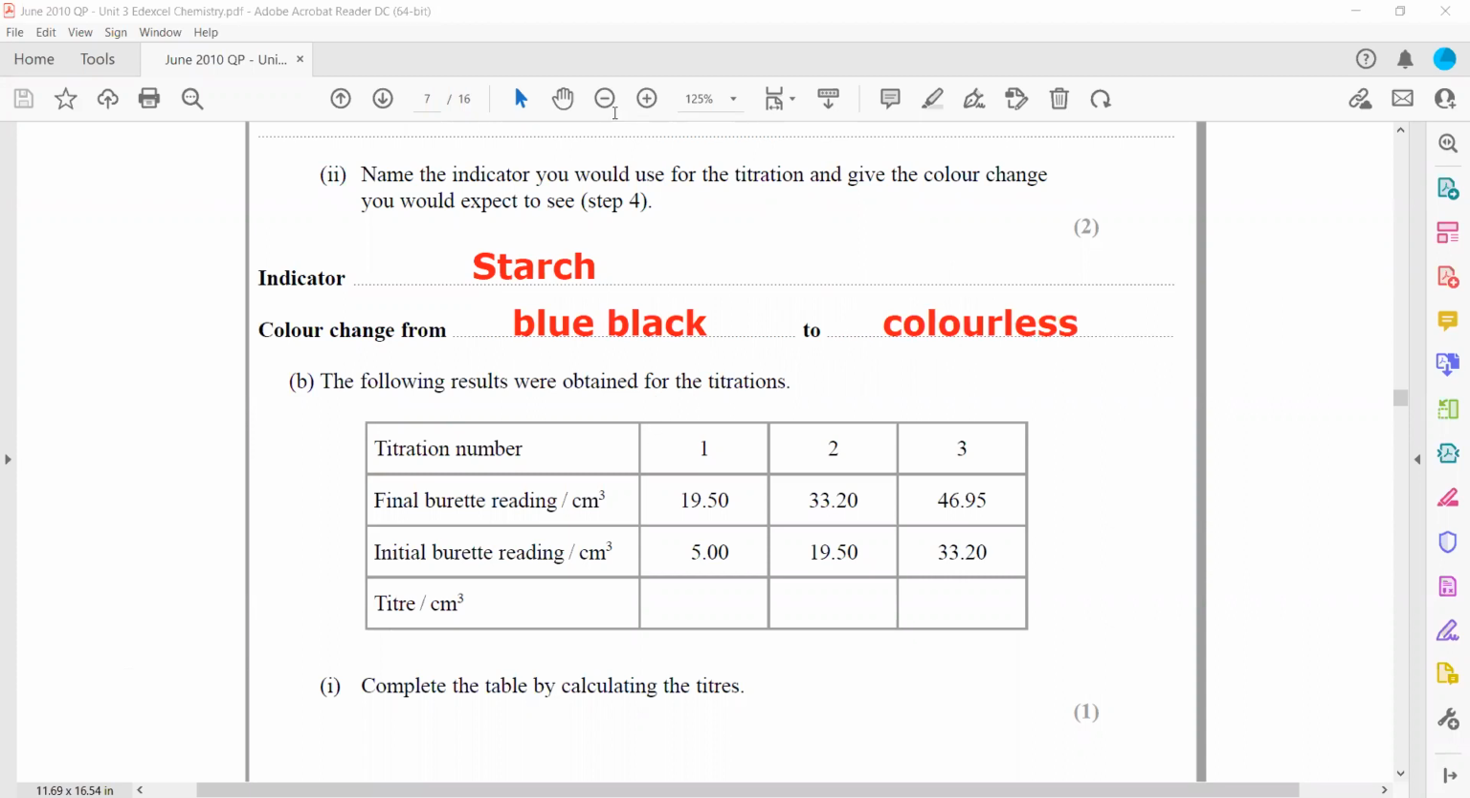Then the titration results were obtained. As you can see, complete the table by calculating the titer. So how to calculate? We subtract the final minus the initial, which will give us the volume. So it is 14.5, 13.7 and 13.75, when we subtract.